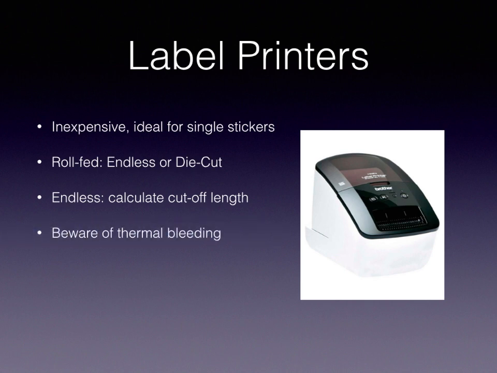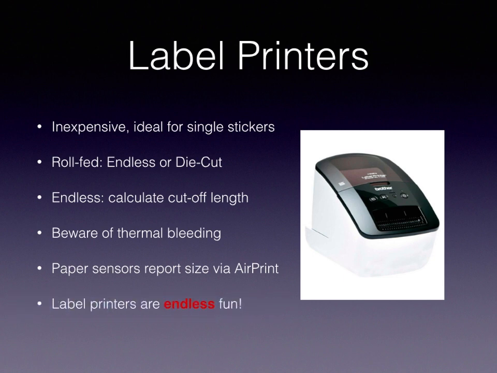One problem though with label printers, they are thermal printers. So you have an effect that's called thermal bleeding. That is, if you draw a black line, because of the thermal effect, you cannot restrict that to an exact width. So very small barcodes, the bars get too wide. And that's something that I built into BarcodeKit, that you can reduce the bar width in that case so that you still get scannable codes out of that. Label printers have paper sensors that report the size to AirPrint. And pardon the pun, but they are endless fun.